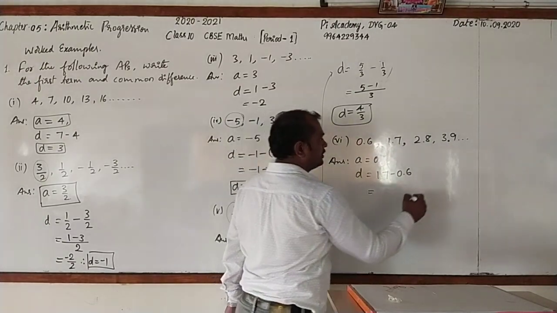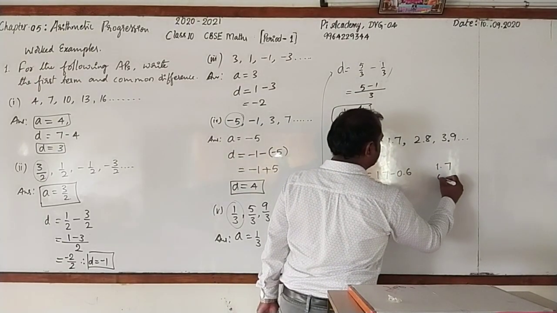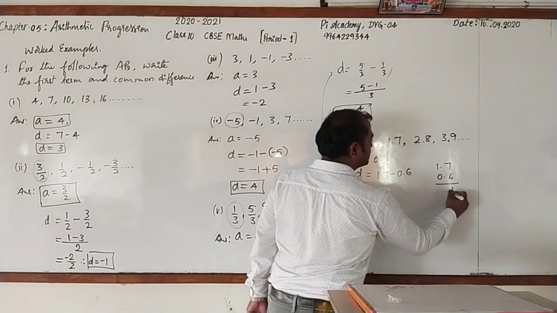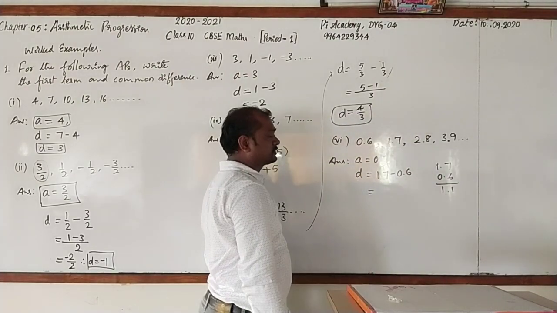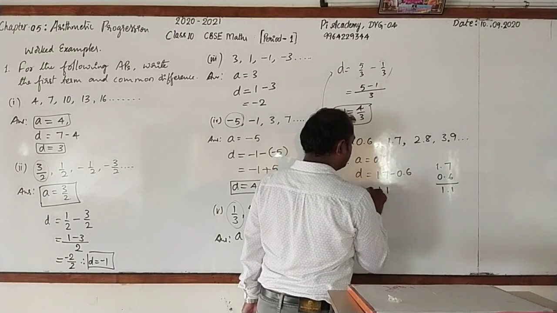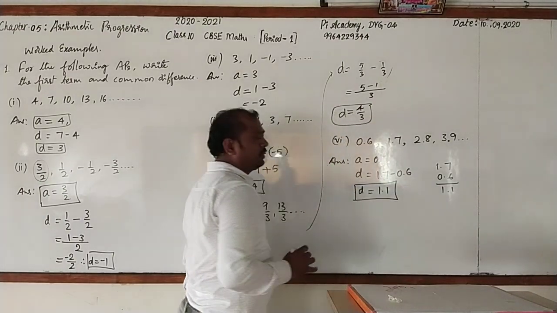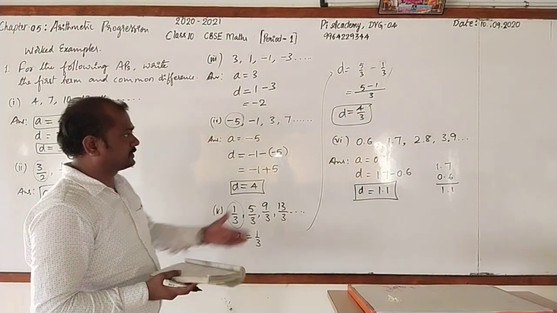What is the difference? Very simple to find out. 1.7, 0.6. 7 minus 6, 1. It is 1 minus 0 is 1. 1.1. Common difference is 1.1. Yes, go for copying.